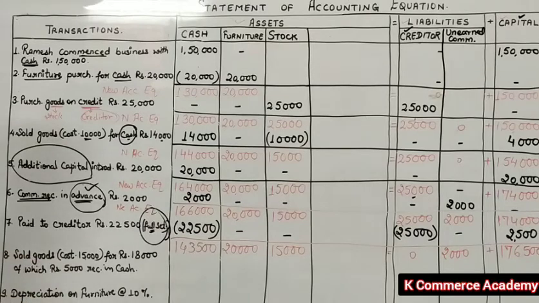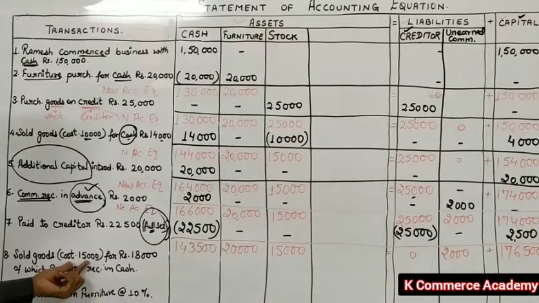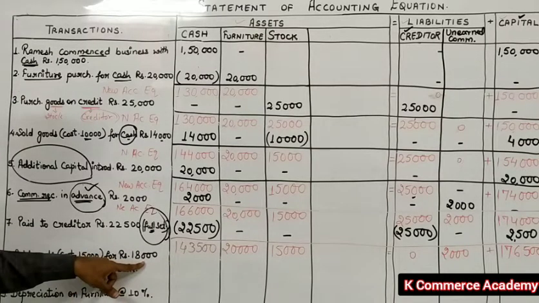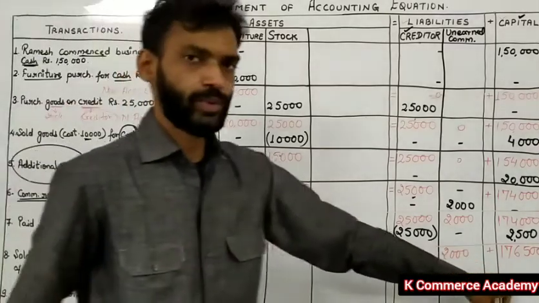Further, 2 more transactions are there. Let me provide you the hint for that. Sold goods cost rupees 50,000 for rupees 18,000. From stock you will deduct 50,000, because goods worth 50,000 have gone from the business. You have sold it for rupees 18,000. So how much profit are you earning? 18,000 minus 15,000, a profit of 3,000. Profit will be added to capital.